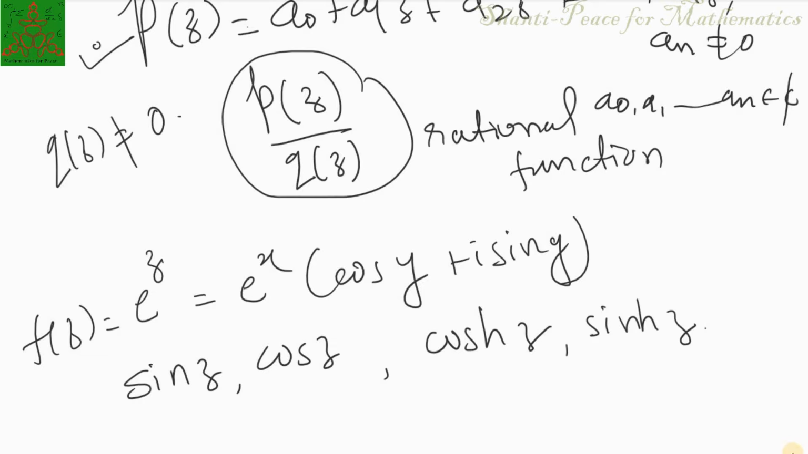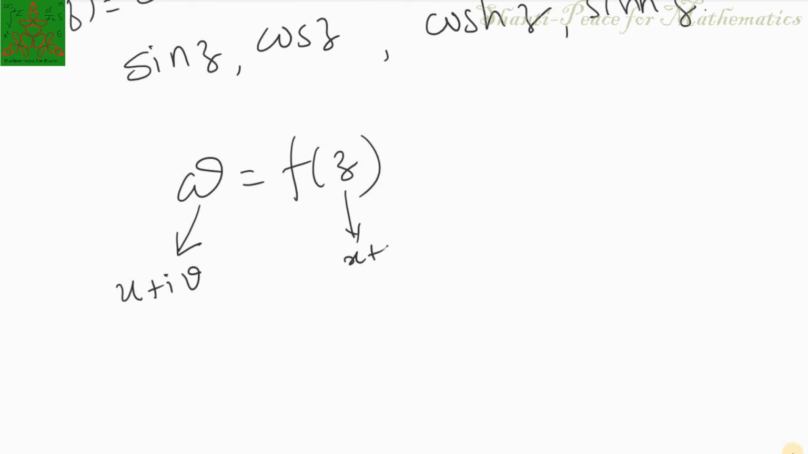So why are we discussing these functions here? Because we are required to establish the calculus of complex numbers. One more thing I want to tell you here, this w equal to f of z is there, then this w is of the form u plus iv, and this z is of the form x plus iy.